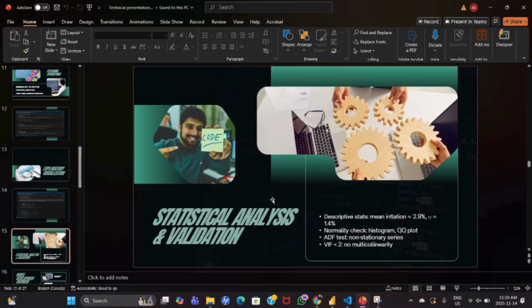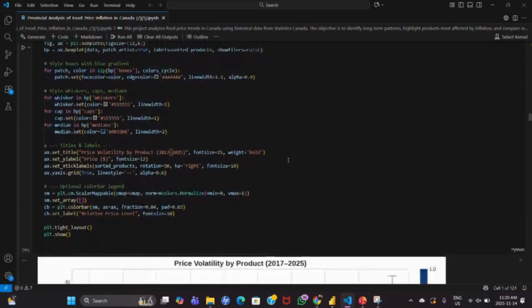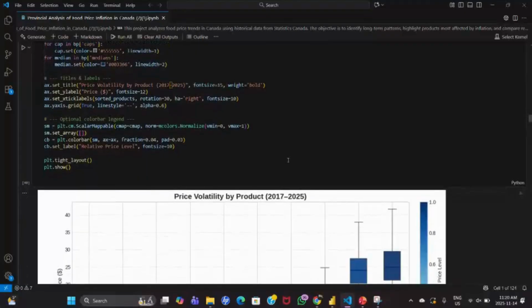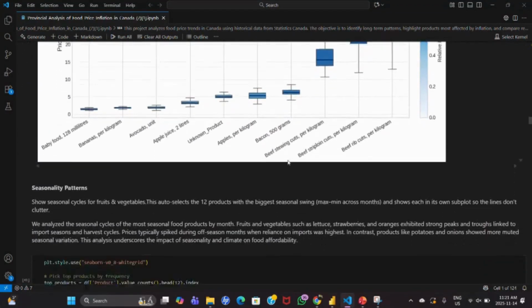We begin with descriptive statistics, finding a mean inflation rate of approximately 2.9% with a standard deviation of 1.4%. We ran normality checks using histograms and QQ plots, which helped us assess the distribution shape. Next, we performed the ADF test, which confirmed that the series is non-stationary, meaning that trends have to be accounted for during model development.